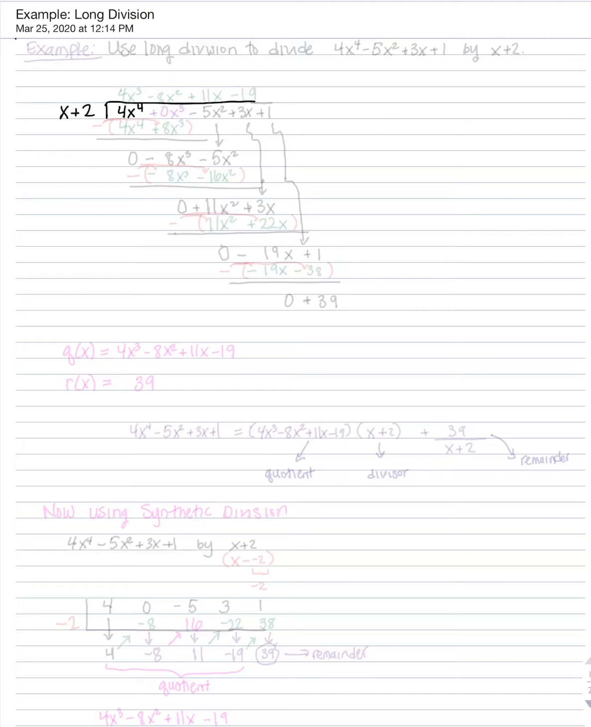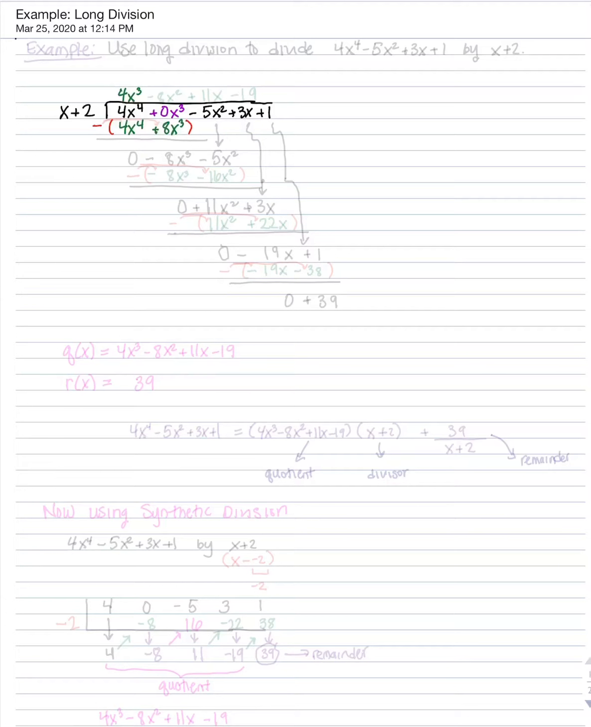And our dividend is 4x to the fourth. Because we're missing an x cubed term, we're going to add in plus 0x cubed minus 5x squared plus 3x plus 1. So now we ask ourselves, what do we need to multiply x by to get 4x to the fourth? So then we're going to get 4x cubed. 4x cubed times x gives us 4x to the fourth, and 4x cubed times 2 gives us 8x cubed. Now we go ahead and subtract those two.